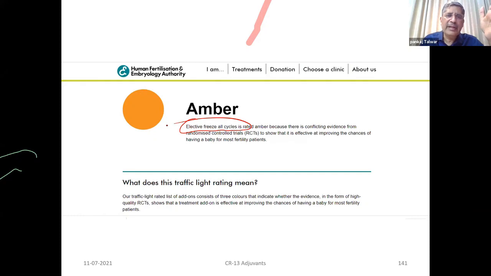Nokia 7.1 is raising hands. You can always come on the mic and speak. No problem at all.